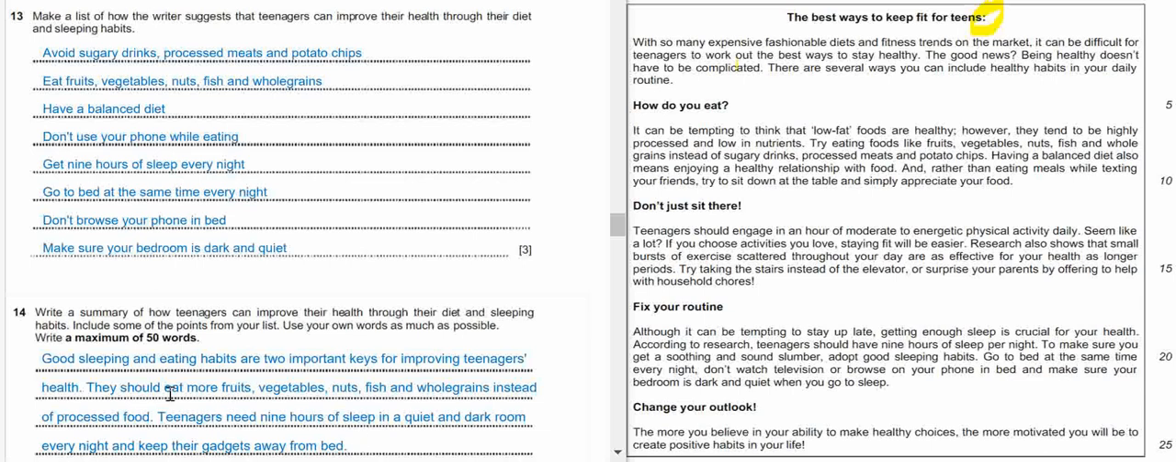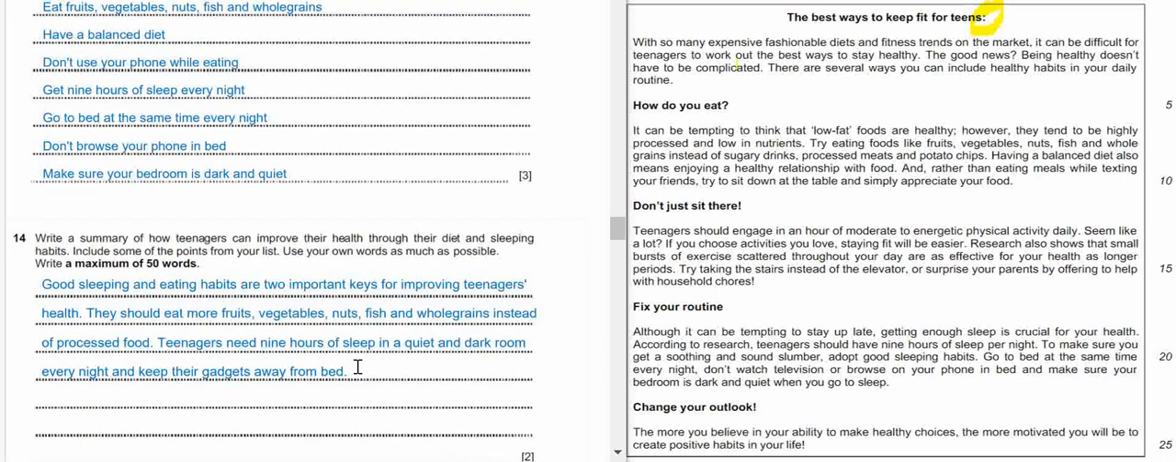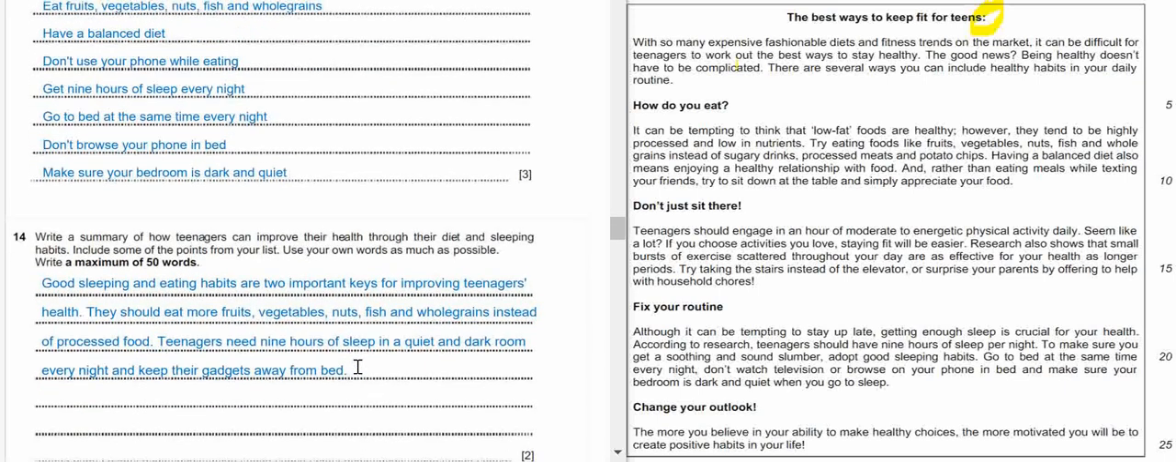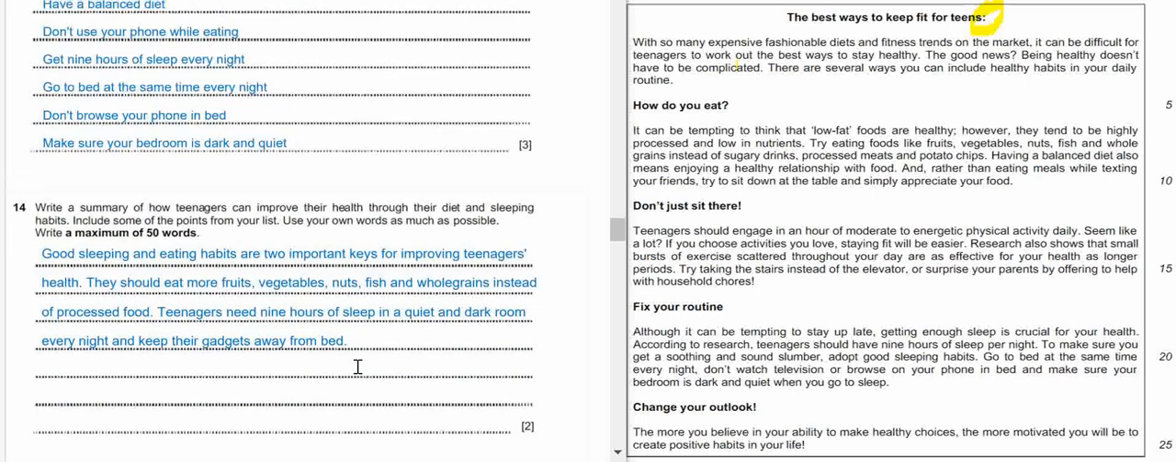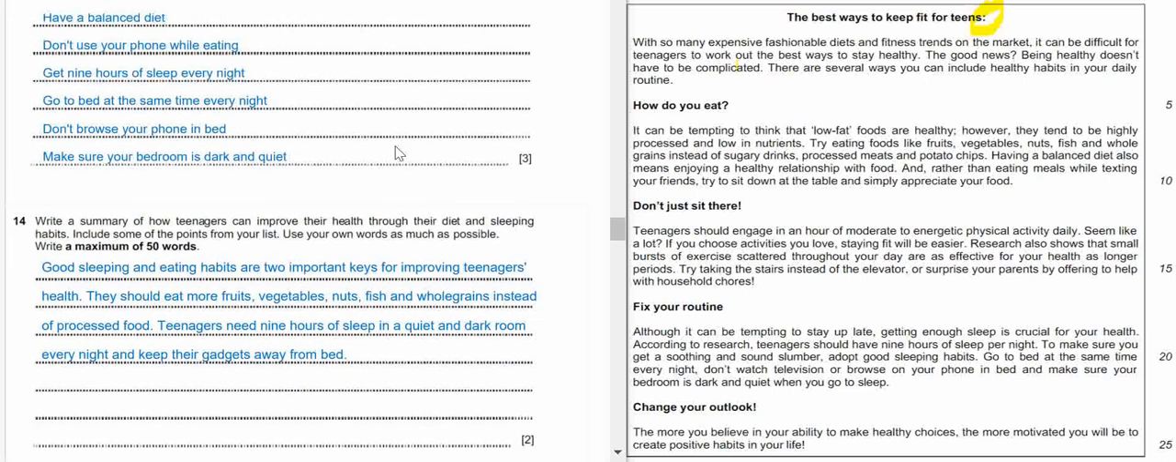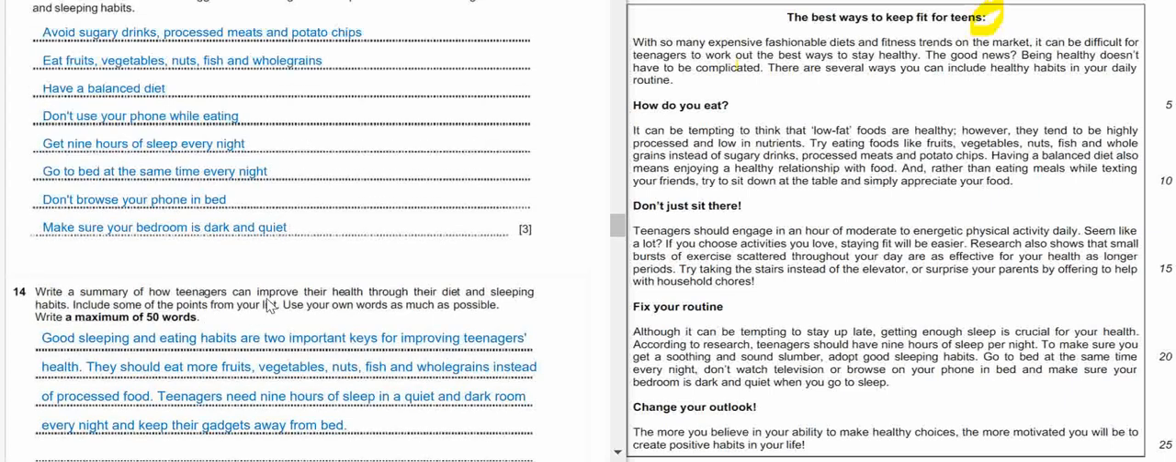So as long as you don't exceed 50 words, you can be given full marks of 2, but if you exceed by only 1 word, you will be given a maximum of 1 mark. So remember this trick. And according to the instruction, we have to use some points from here. You use more fruits, vegetables, and nuts here, and whole grain, and you put the point 9 hours of sleep, dark and quiet room, and keep their gadgets away, so don't browse your phone in bed.